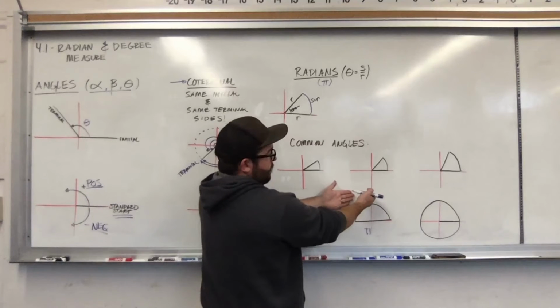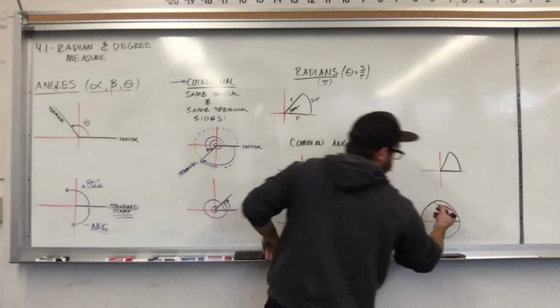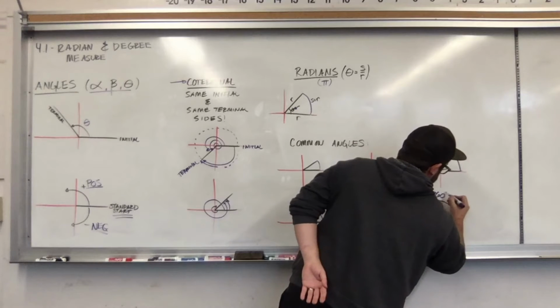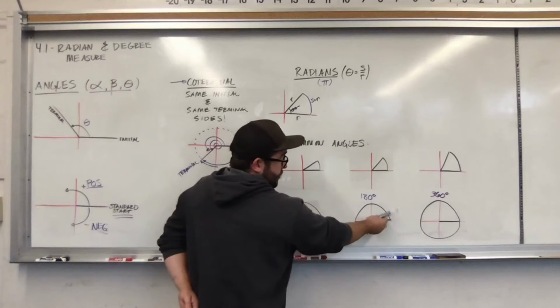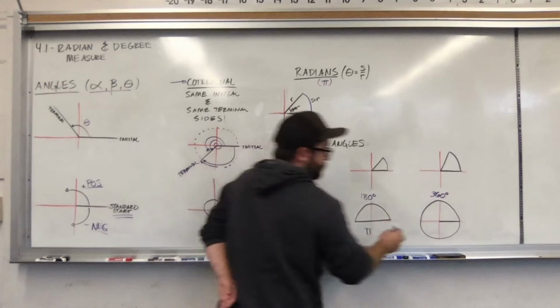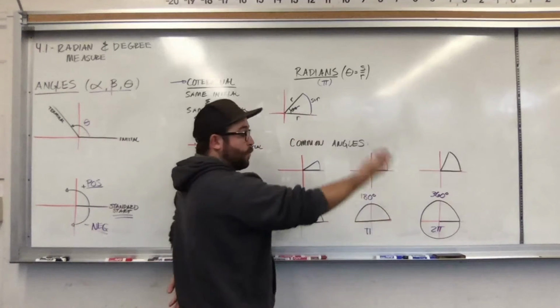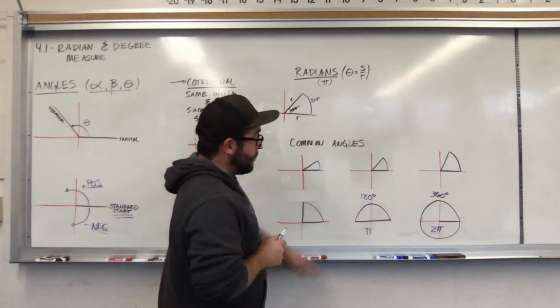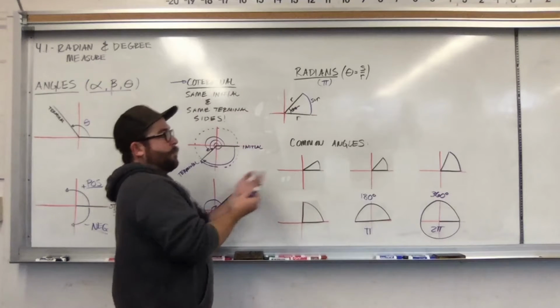Well, if this is 180 for halfway, a full rotation, we know is 360 degrees. So if half a rotation through the full circle is pi, and you double it, well, you end up with 2 pi. So we got 2 pi is 1 full rotation. Pi is a half rotation. And now I'm going to kind of work my way backwards.